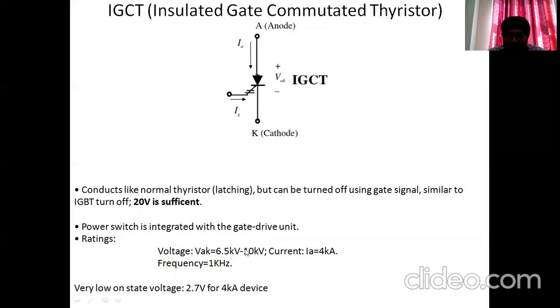Voltage ratings are similar to SCRs, current rating is also similar to SCRs, and frequency is also similar. The only thing is that it is a fully controllable device, unlike an SCR, and at the same time it has a less complex gate drive circuit. The on-state voltage is also very low, same as in a BJT. So it carries more advantages compared to all other devices. It is a state-of-the-art switch, and this is the symbol of the IGCT.